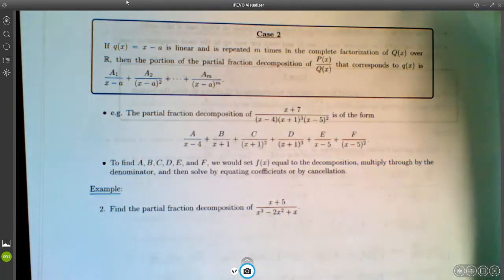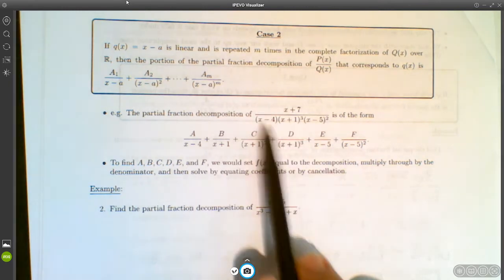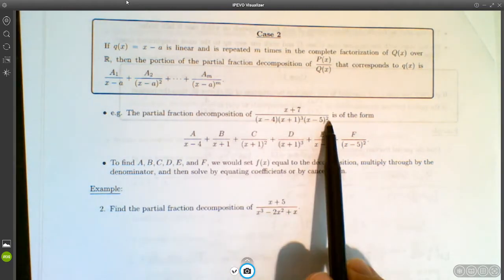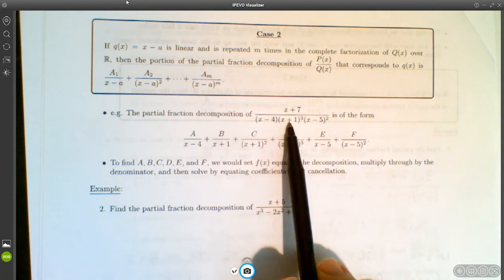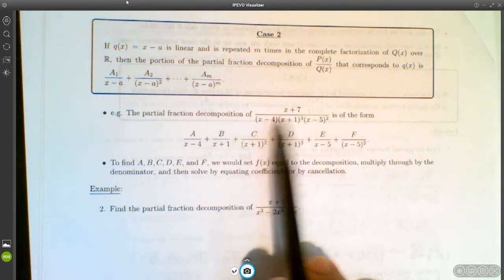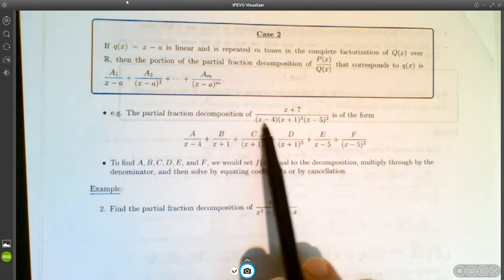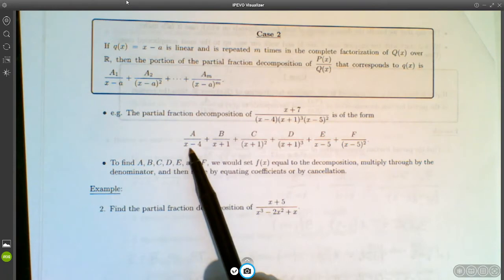Okay, so to give you an example, let's say that we wanted to find the partial fraction decomposition of this rational expression. Okay. All 3 of these are linear factors. This one is only repeated once, this one is repeated 3 times, and this one is repeated twice. So the format of our partial fraction decomposition would look like this. We would have one copy of x minus 4, right? So a over x minus 4.